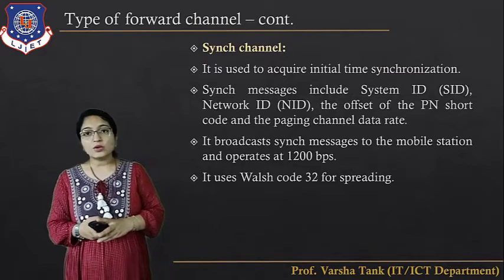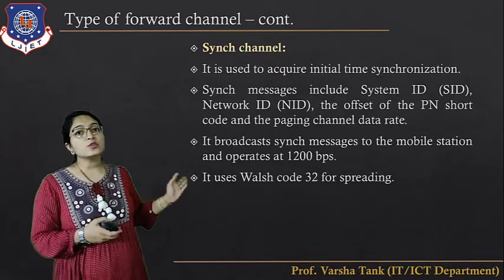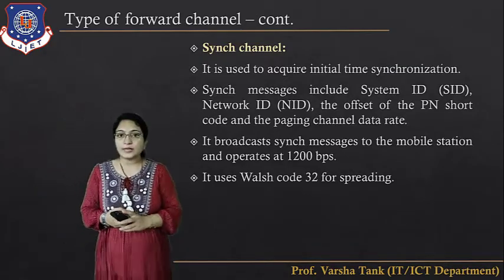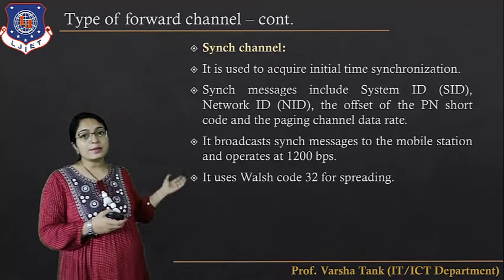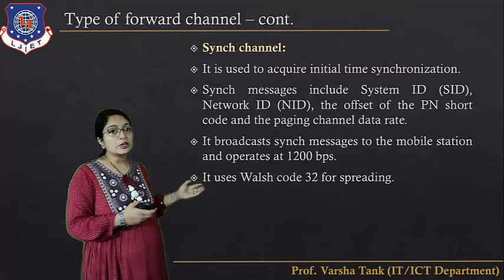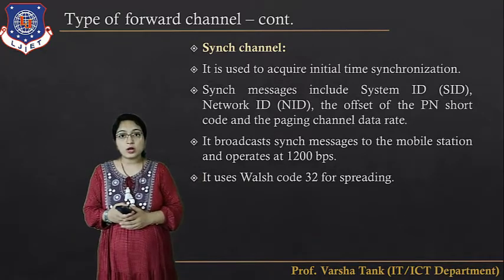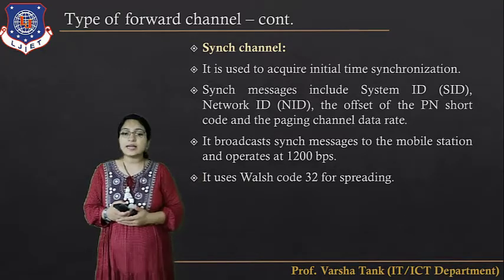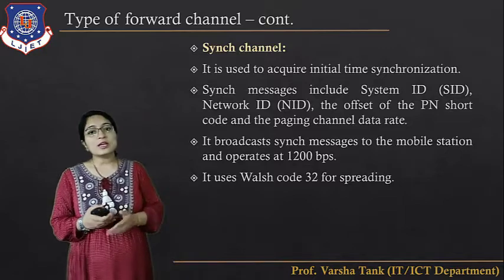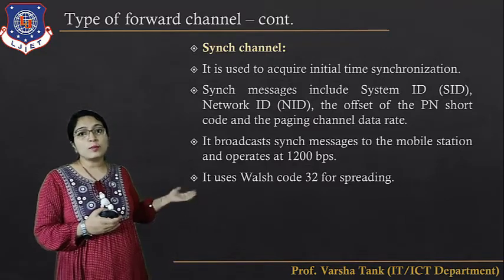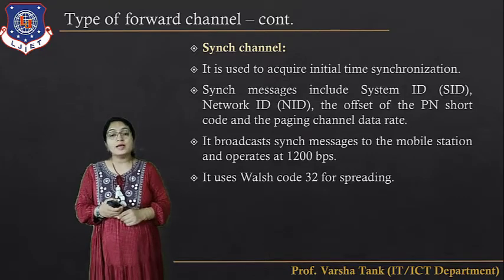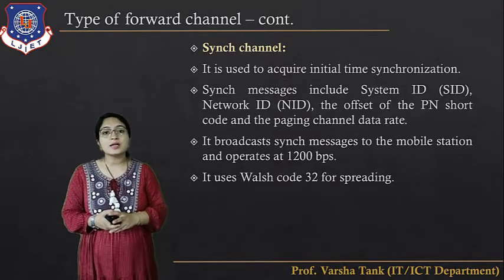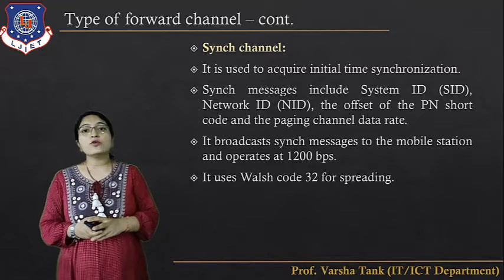The next channel is the synchronization channel. It is used to acquire the initial time synchronization. Synchronization measures include the ID, that means subscriber ID, network ID, the offset of the PN, that is a pseudo random number short code, and the paging channel data rate. It broadcasts the synchronization message to the mobile station, and it operates at just 1200 bits per second. It also uses Walsh code 32 for spreading.